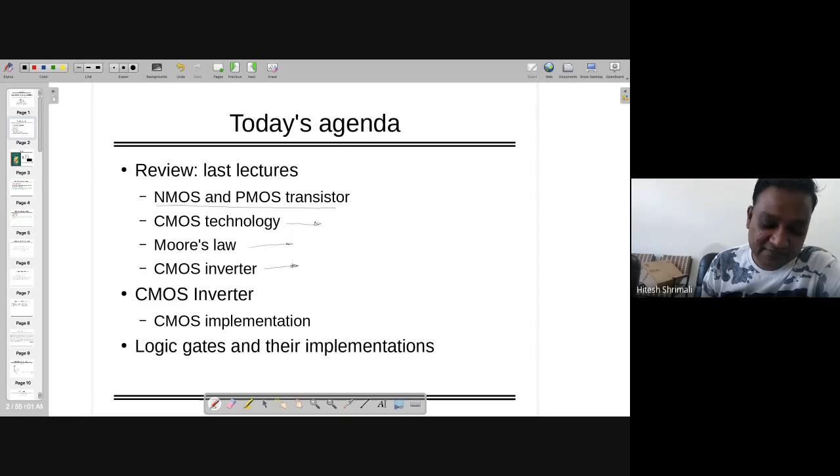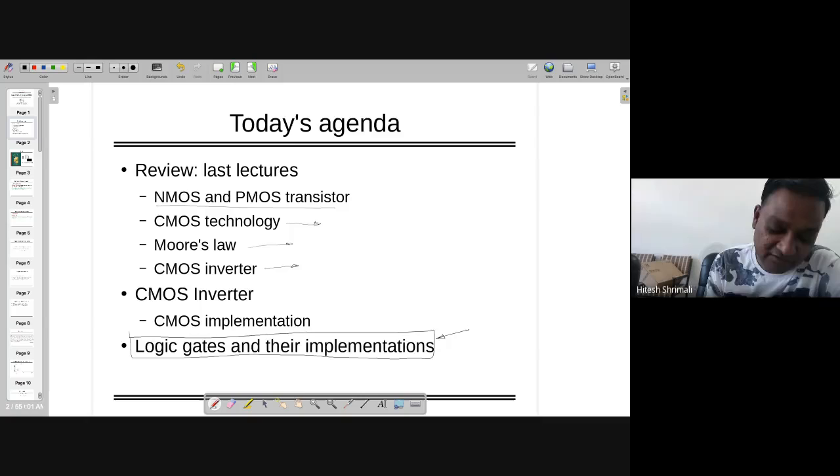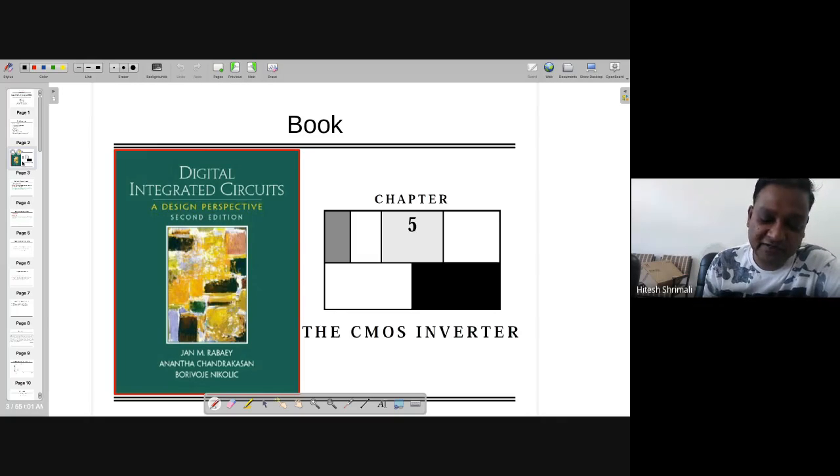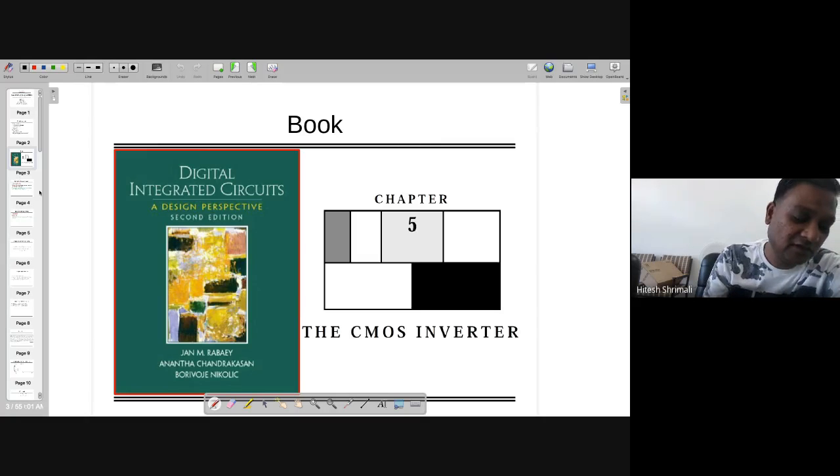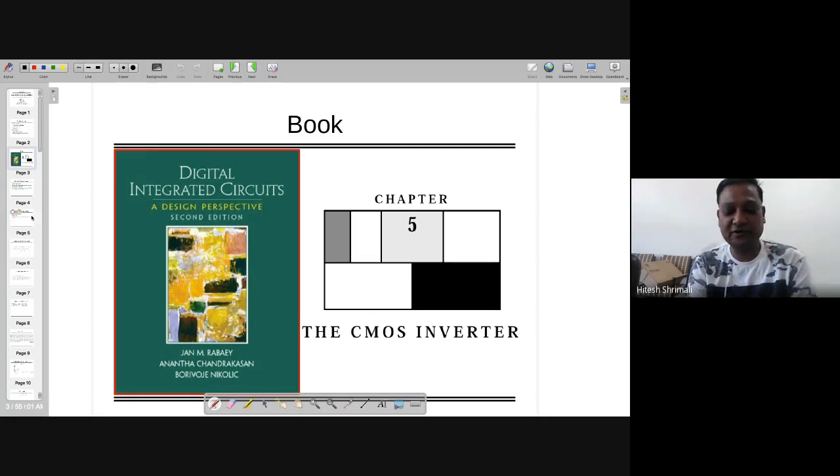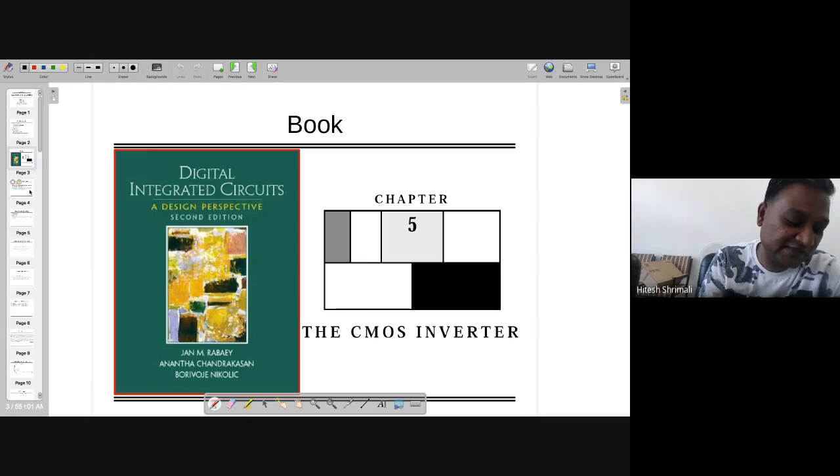So now the next chapter of this course is the CMOS inverter, and thereafter we are going to go for the logic gates and their implementation, but that's the next chapter. Right now, what we are going to study is the CMOS inverter. I'm following strictly one book, Rabaey, and for the CMOS inverter, I'm using chapter number 5. But before going to all these things, there are certain things we need to understand.